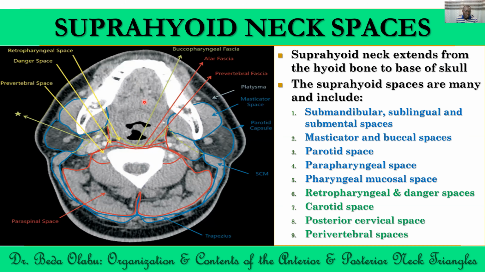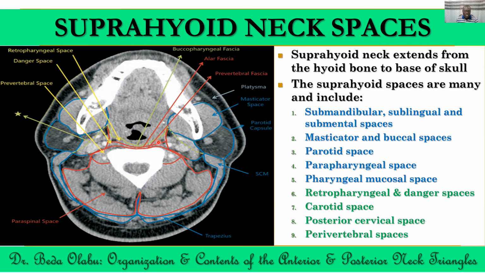This image captures for us a CT image of the suprahyoid neck, generally at the level of the mandible. As you can see, this is the mandible. And so we see the different spaces. The masticator space is there. We have the parotid space there. This is the carotid space. That is the parapharyngeal space. The pharyngeal mucosal space is somewhere here.